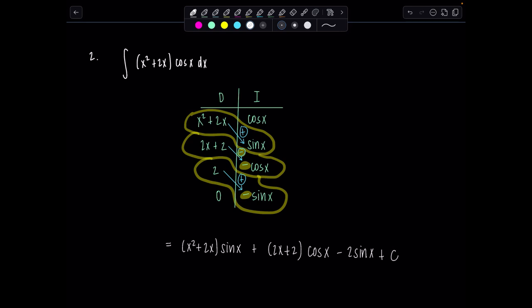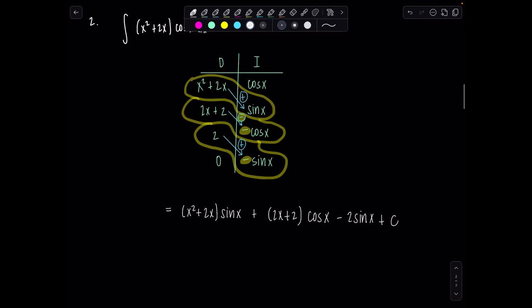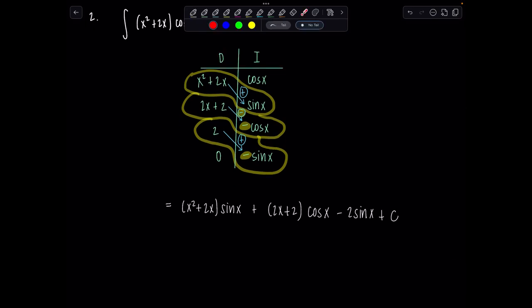Okay, you know the back of the book left it like this, and I said shame on them. I don't like it. Because see how this term involves sine x, this involves cosine, and this also involves sine x? Why don't we put these guys together? That way this poor little negative 2 sine x isn't lonely over here. I feel sorry for it.